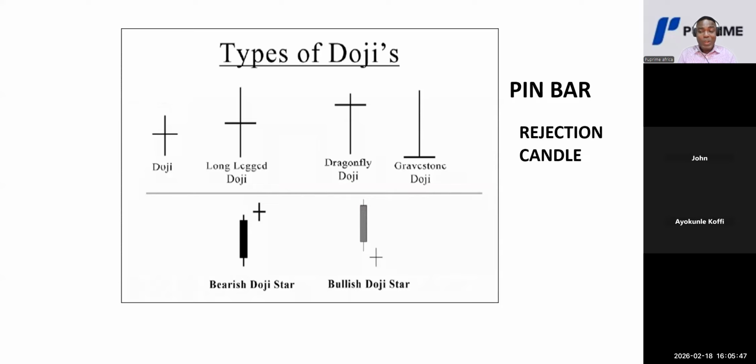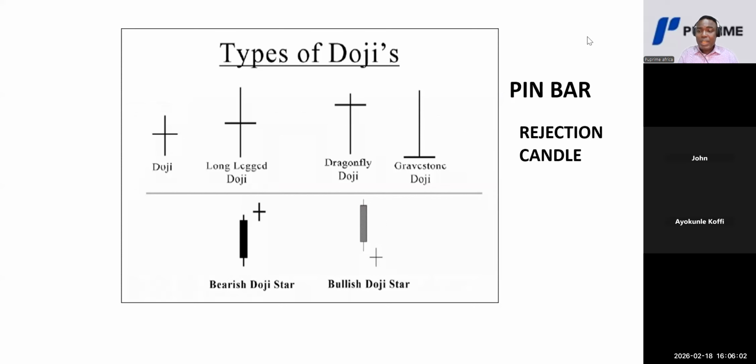Whether you know the other names or not, just make sure you're able to identify the doji. Now, you can see by the side here, I wrote two things: pin bar, rejection candle. So what is a pin bar? What is a rejection candle? They mean the same thing.